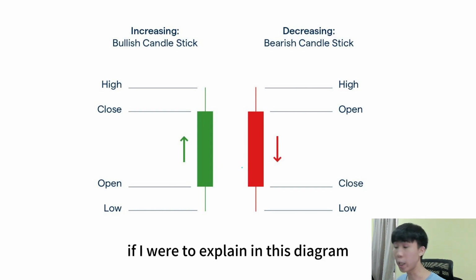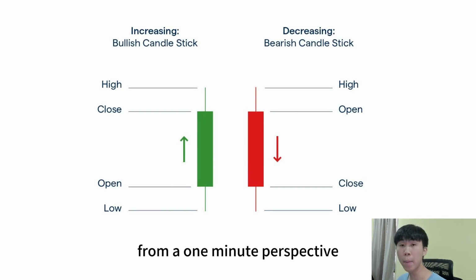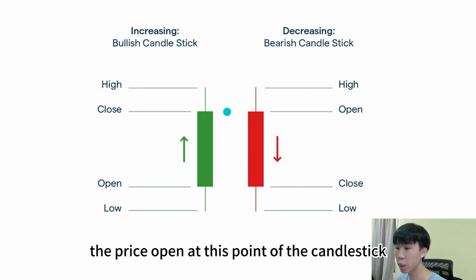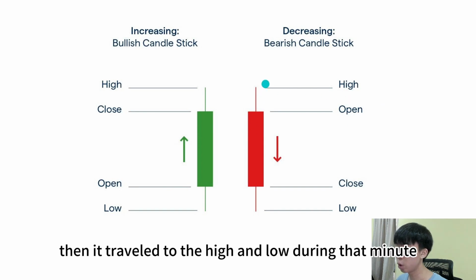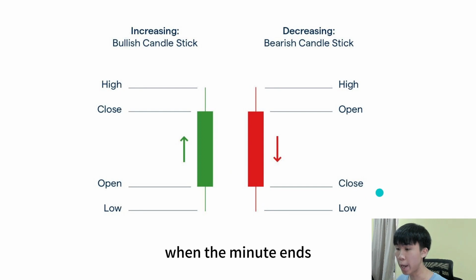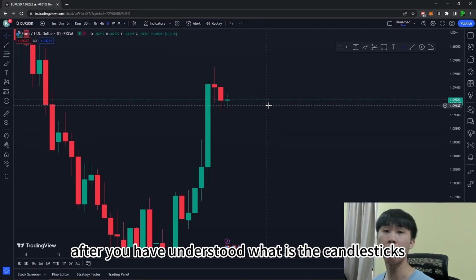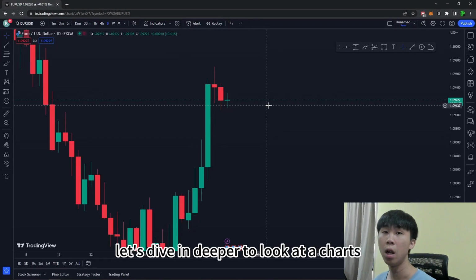If I were to explain in this diagram from a 1 minute perspective, from the start of the minute, the price opened at this point of the candlestick, then it traveled to the high and the low during that minute. When the minute ends, the price got closed at this point of the candlestick. So now after you have understood what is a candlestick, let's dive in deeper to look at the charts now.